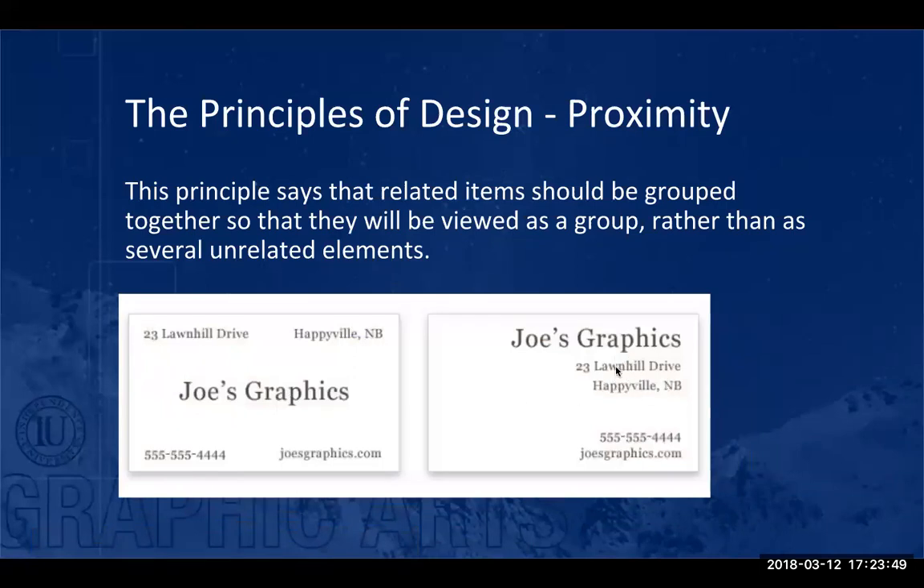So this is the address, so it should be grouped together where they're located. And then we have two ways to get in touch with them: the phone number and the website, again, contact information. So their proximity should be close to each other as well. And then we've visually aligned it here and balanced it. So it's a much more harmonious design in this example than this example.